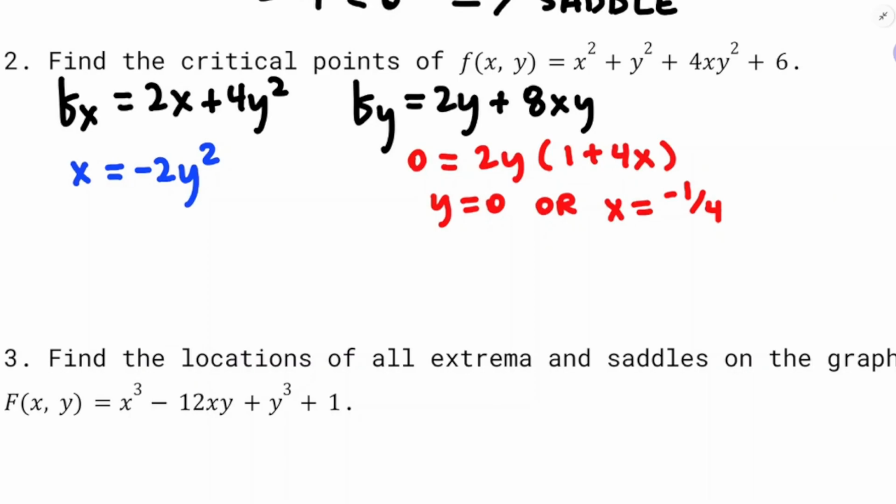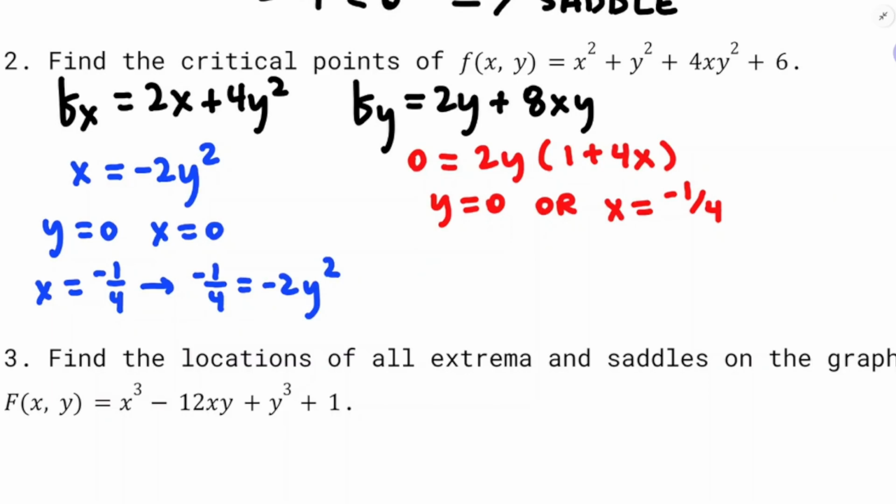I'm going to say first, what if y equals 0? That means x needs to equal 0, so that's going to be a critical point. And then also if x equals -1/4, I'm going to need to do a little bit of algebra here, but -1/4 equals -2y squared. So I might divide both sides by -2 and get 1/8 over here and 1 y squared. And so y could be the square root of 1/8 when x was -1/4.